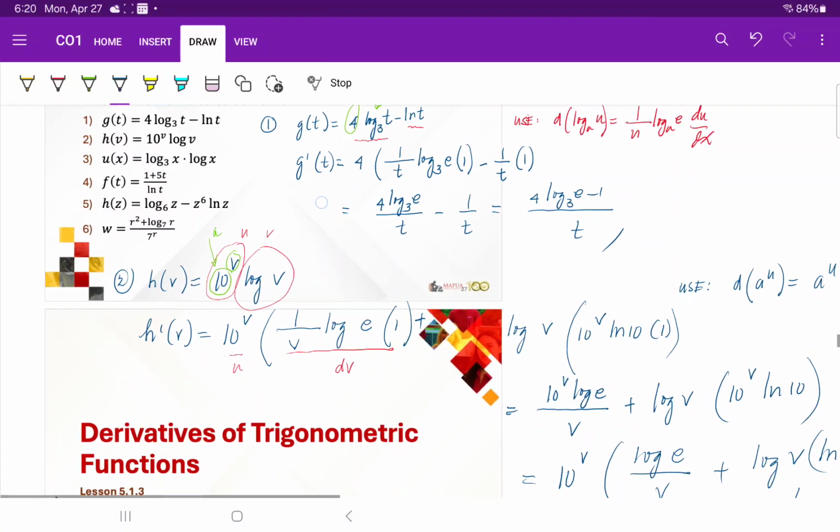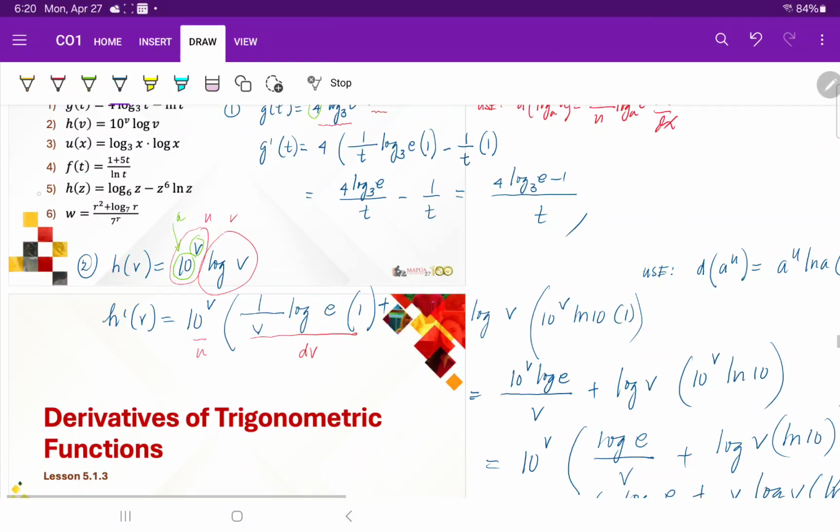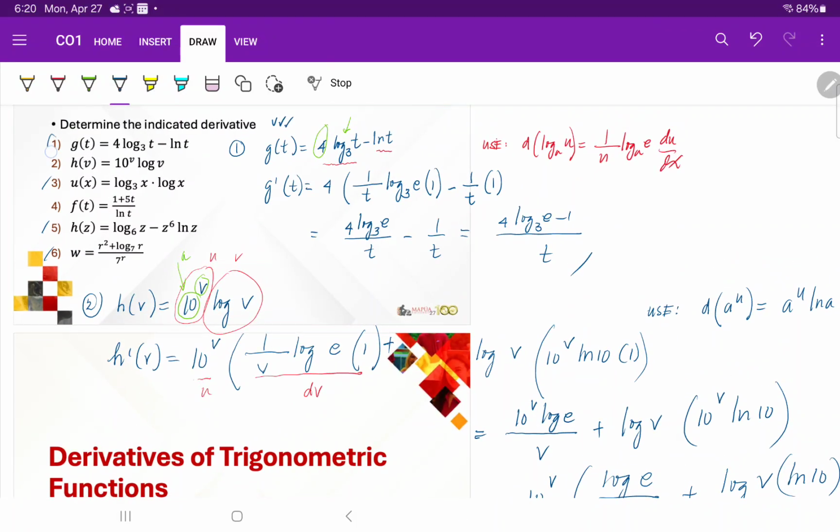You continue with numbers 5 and 6, and 3. I skipped 3 also, so I did numbers 1, 2, and 4.